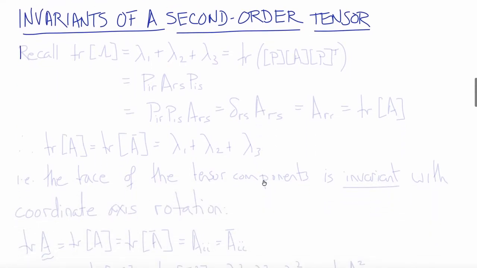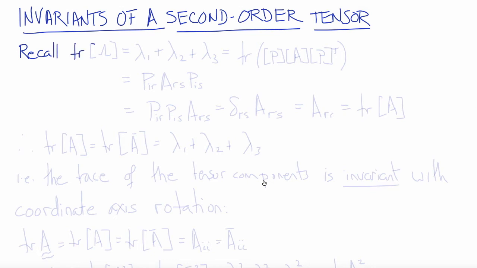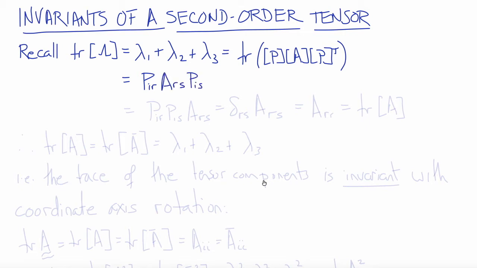Now, let's consider the invariance of a second-order tensor. If we recall that the trace of the diagonalized matrix of components would be the sum of the eigenvalues, lambda 1 plus lambda 2 plus lambda 3, so that would be the trace of P A P transpose, or in index notation, P_IR A_RS P_IS. And P_IR P_IS, given the orthogonality of P, would be delta RS, and delta RS times A_RS equals A_RR, which is the trace of A.